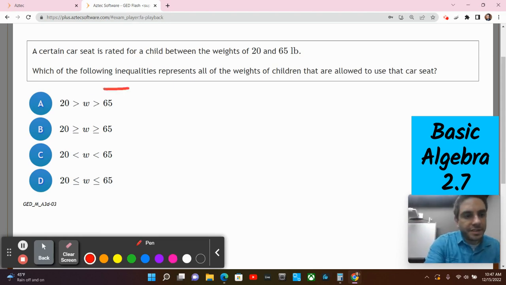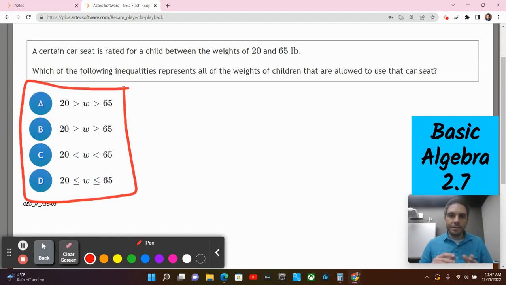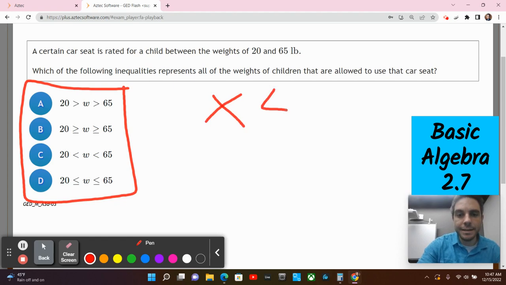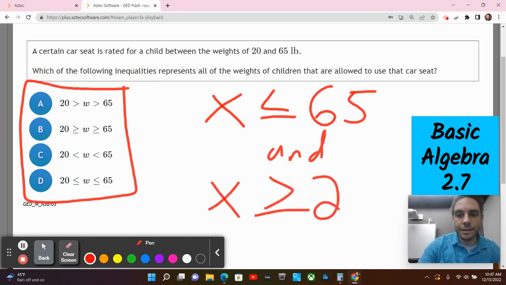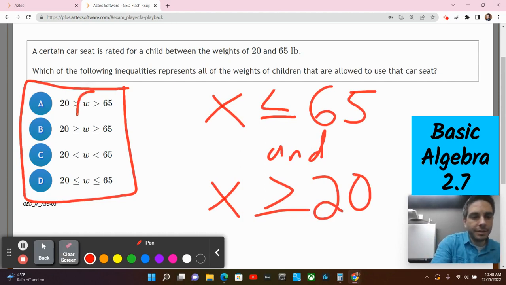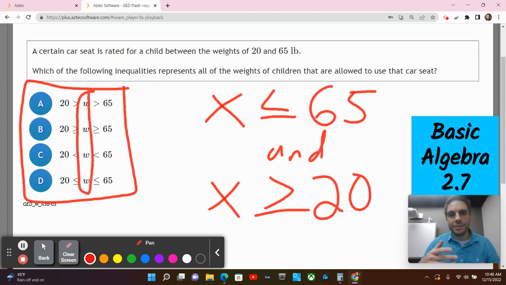And when we look at our multiple choice answers, we can see that they're using the inequality symbols that we saw earlier in this video. However, they're not writing two separate statements. What I mean by that is they're not writing a statement which says the weight of the children has to be less than or equal to 65 and the weight of the children has to be greater than or equal to 20. Instead, what they're doing is they're combining that statement into a single line, which is why that letter W, I guess they're using W instead of X, is kind of like sandwiched in between those two bounds, those two limits.